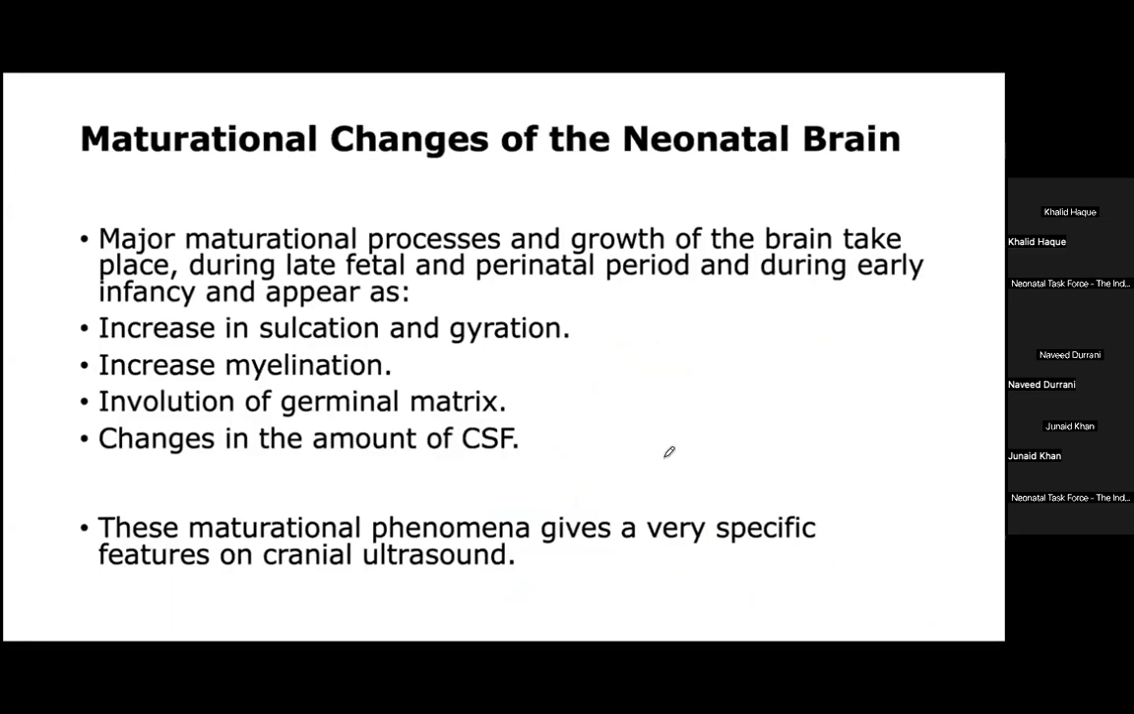Let's go further in terms of maturational changes in the neonatal brain. Because, you know, babies are sometimes born premature, and then the major maturational changes are still ongoing. They usually develop in the fetal and then later in the perinatal period. Increase in cell size and gyration is also taking place with myelination, and the germinal matrix is getting involuted, and the CSF spaces are getting narrow as the baby gets mature. And these maturational changes give a specific character on the ultrasound.